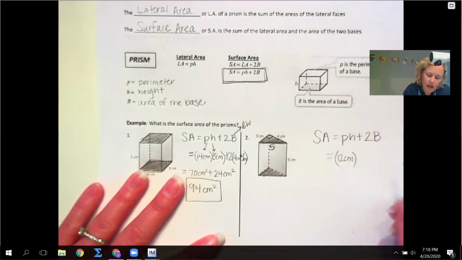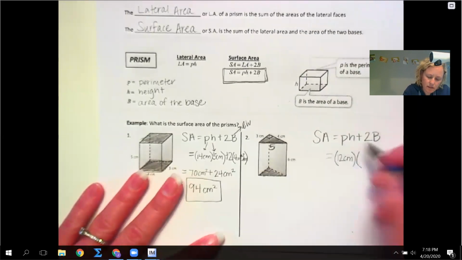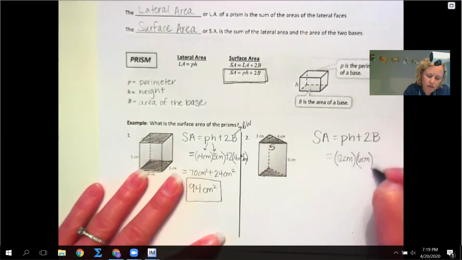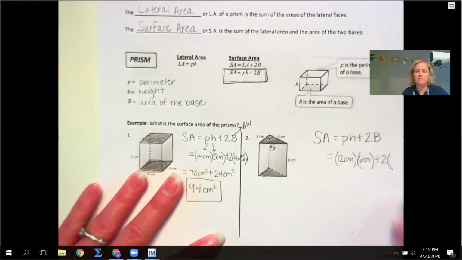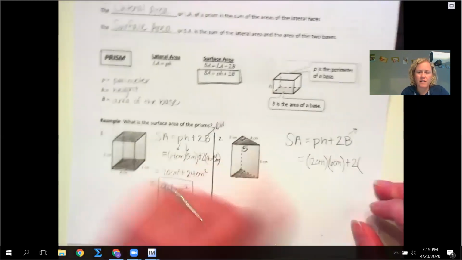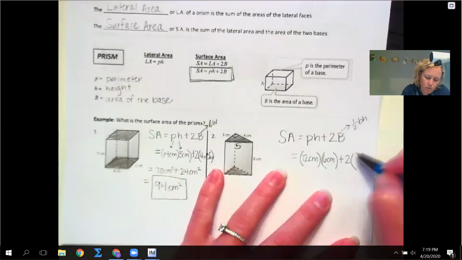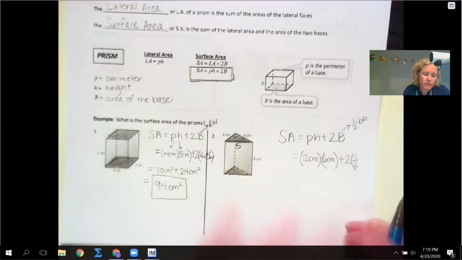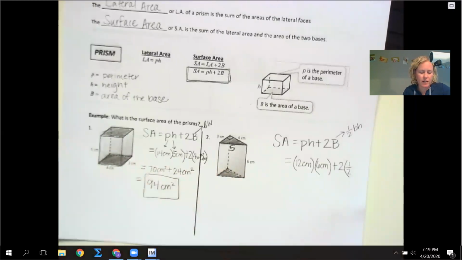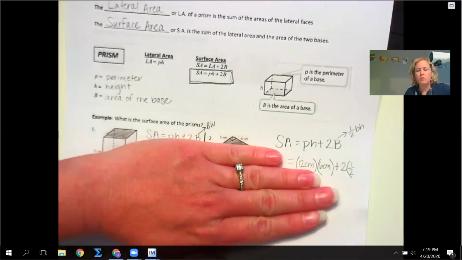Okay. Our height, what is the height of the prism? It is 6. Okay, and then to find the area of the base, our base is a triangle, and to find the area of a triangle, you do 1/2 base times height of the triangle. So kind of try to ignore the rest of the shape. Just look at the triangle. What's the base of the triangle and what's the height of the triangle?